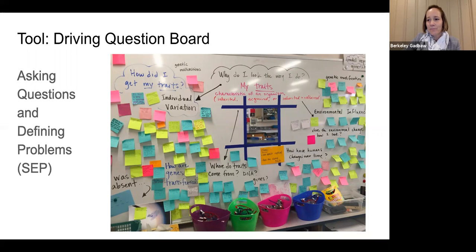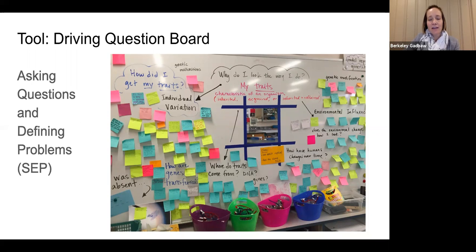And for 8th graders, we started by looking in mirrors. This was going to be a genetics unit that I was teaching. And so we started by looking in mirrors. And as most middle schoolers enjoy, they loved looking in the mirror and then thinking about this. Why do I look the way I do?